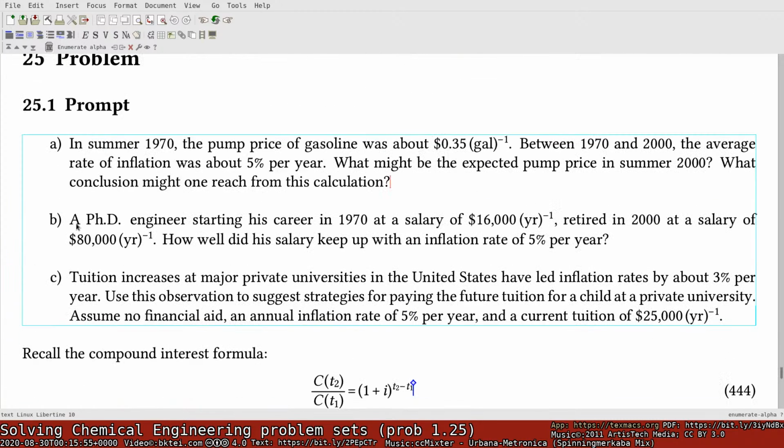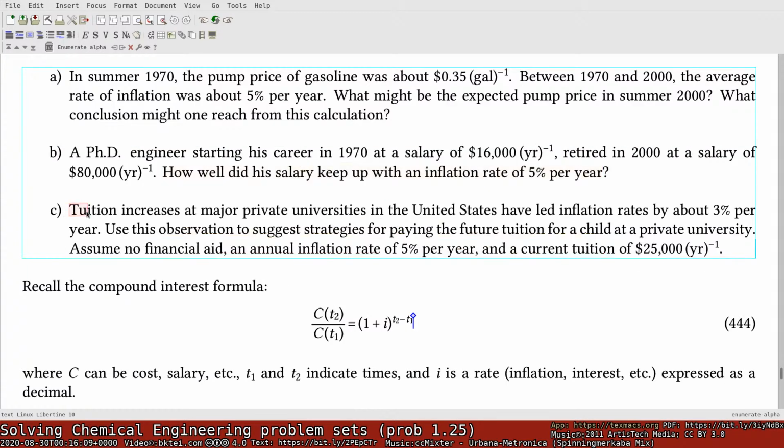Part B, an engineer's starting salary at $16,000 in 1970 rises to a salary of $80,000 in the year 2000. His salary is just barely keeping up with inflation at 5.5% per year. Tuition increase, blah, blah, blah. How to pay for tuition for a child at a private university? Well, asking this question is a little bit too late since the child reading this is already at the private university, so RIP. Parents, assuming no financial aid, an annual inflation rate of 5% per year, and a current tuition rate of $25,000 per year.